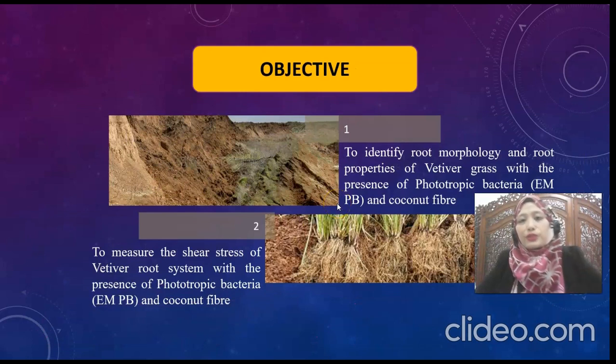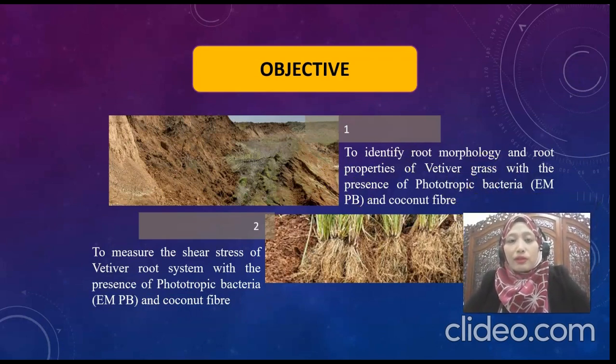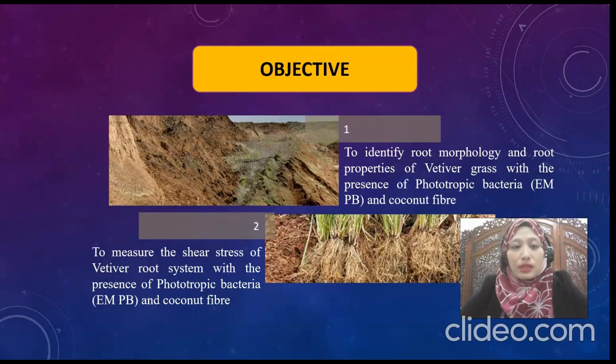In this study, there are two main objectives. The first one is to identify the root morphology and root properties of Vetiver grass with the presence of EMPB and also coconut fiber. The second one is to measure the shear strength of the Vetiver root system with the presence of EMPB and coconut fiber.